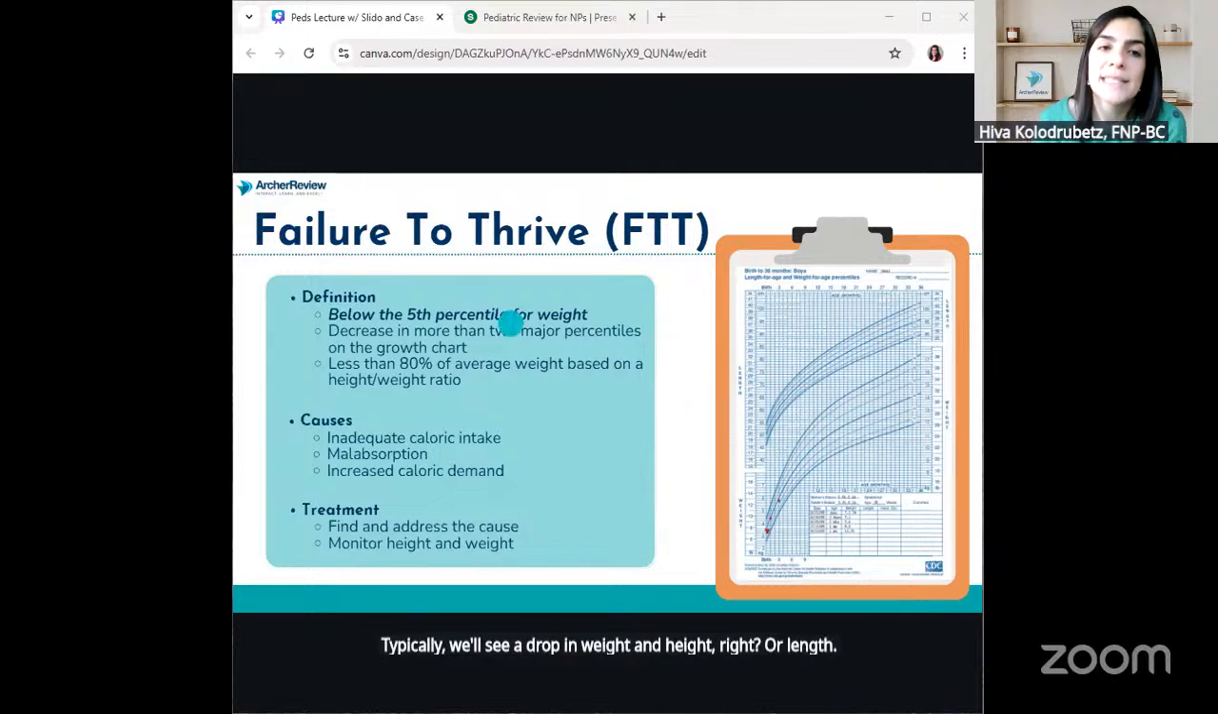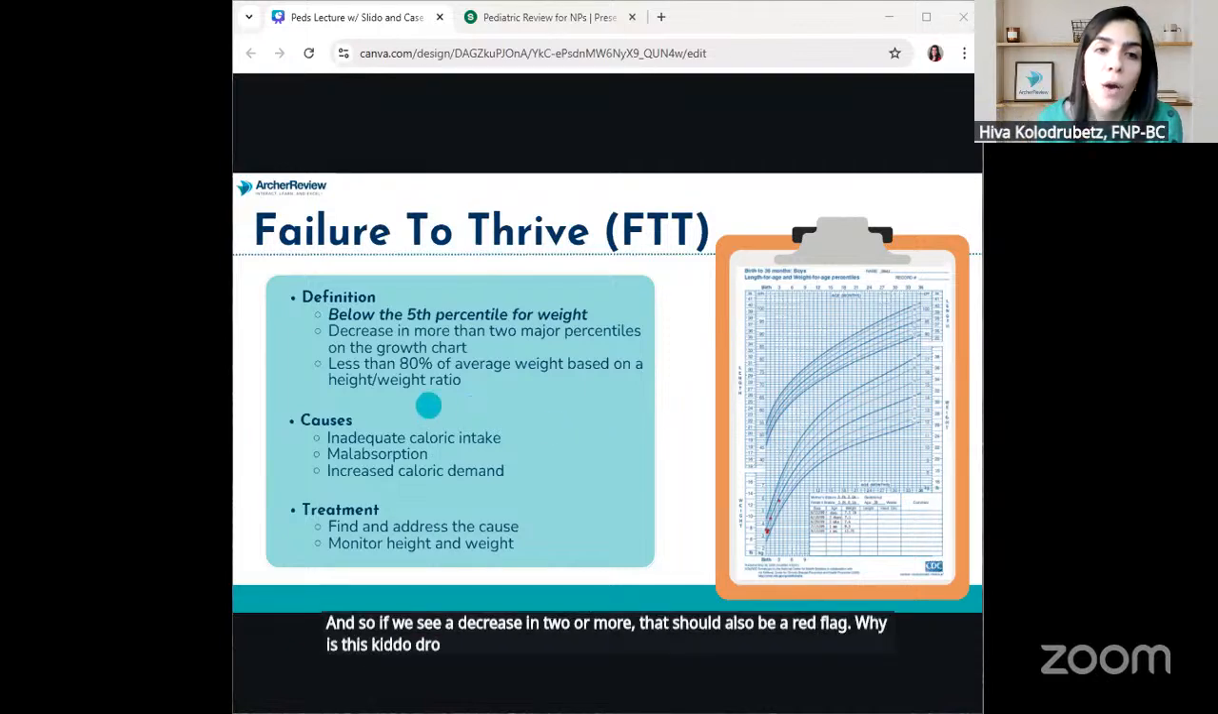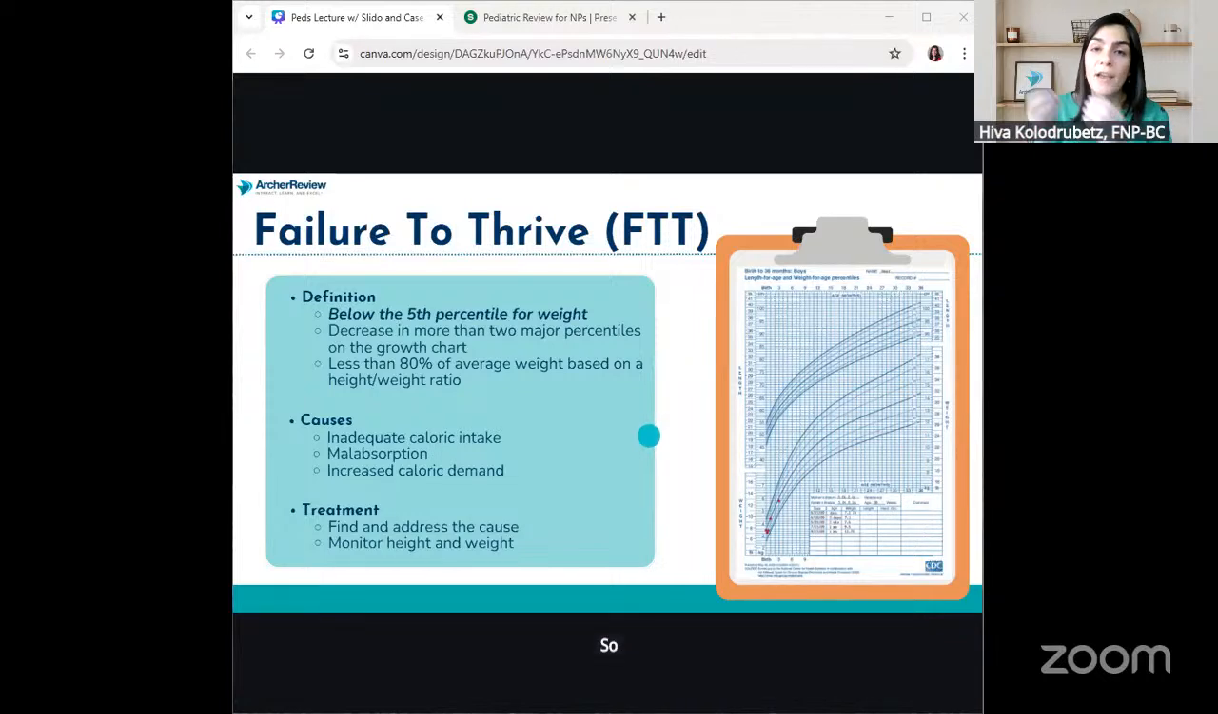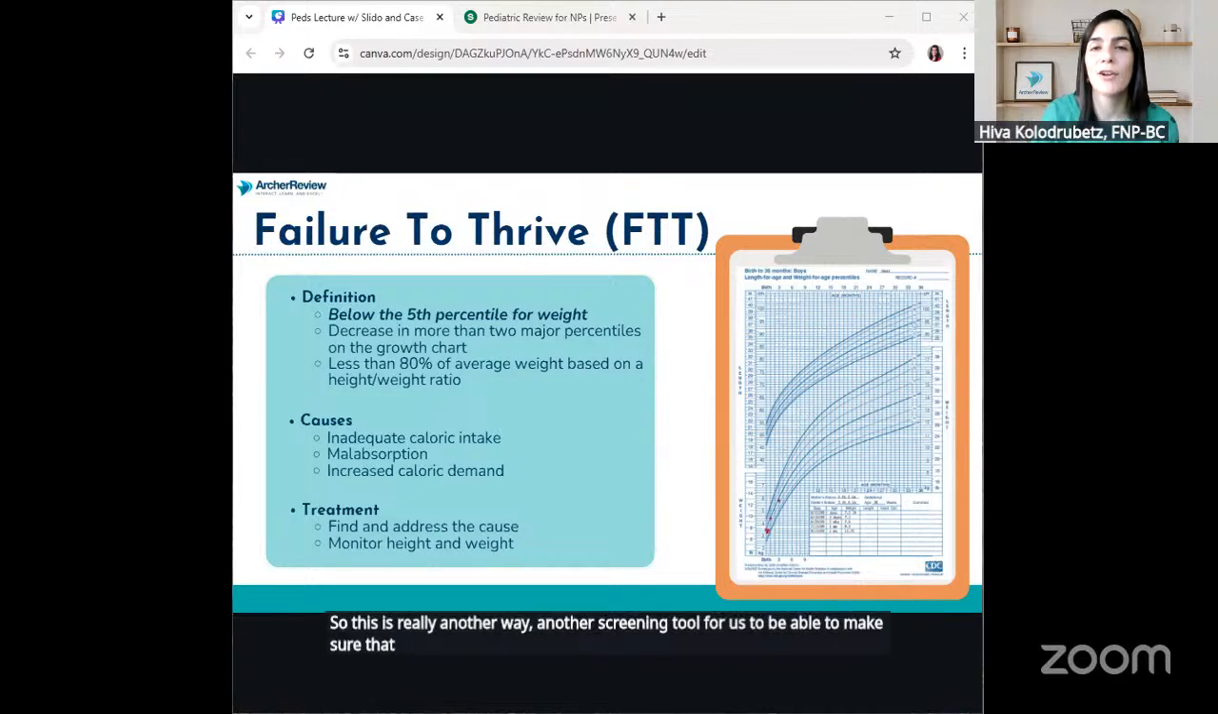And so if we see a decrease in 2 or more, that should also be a red flag. Why is this kiddo dropping in their growth curve? Or less than 80% of average weight based on height-weight ratio. So this is really another screening tool for us to make sure that our kiddos are meeting their growth and developmental milestones, right?